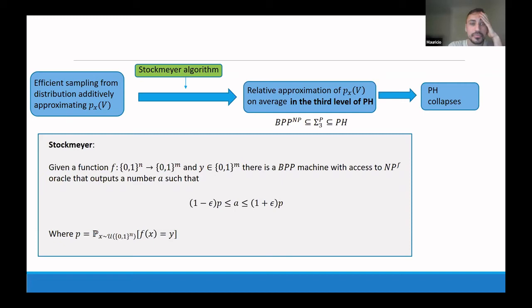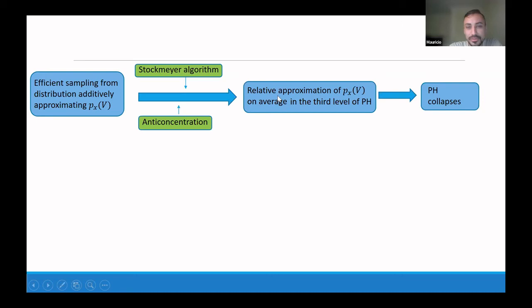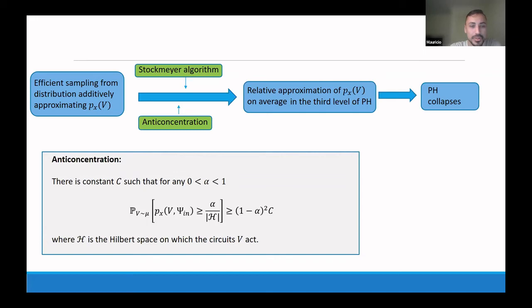But the other thing is that, as I said, we need to perform this relative approximation on average, and that's why we use anticoncentration. So what is this anticoncentration? What it's saying is essentially that the output probabilities of the circuits are not too small. If there was a probability that was hard to compute, it could turn out that for some circuit the probability output is very, very small, right? What I'm saying is that all the outputs have some share of the weight of the probabilities. And this happens for a fraction of the circuits. And this is what allows you to say that the approximation you do with Stockmeyer is actually on average, and not just for some particular probability, if that makes sense.